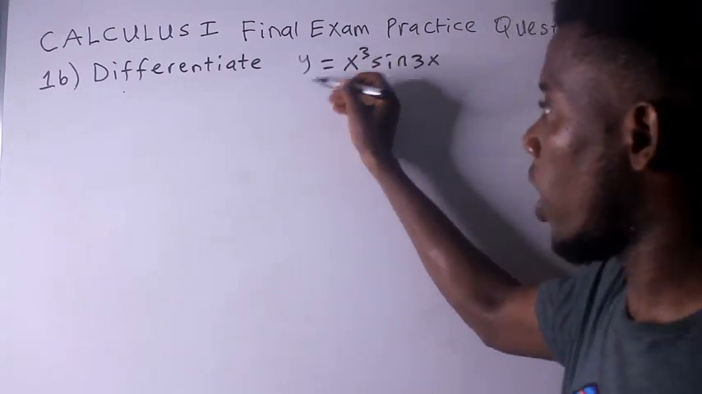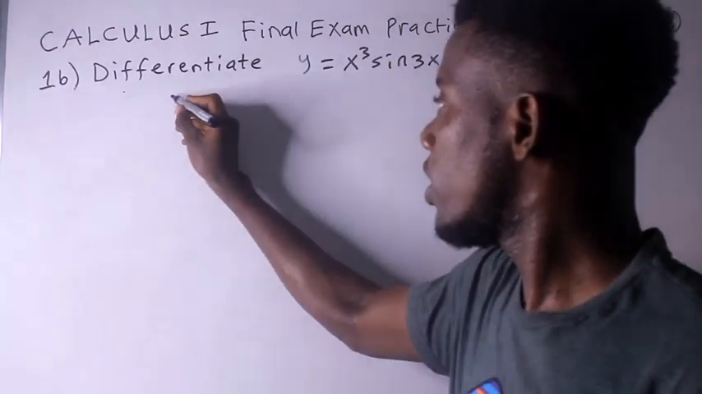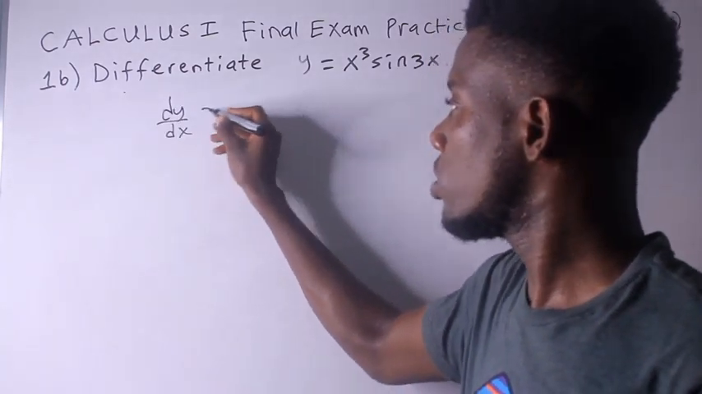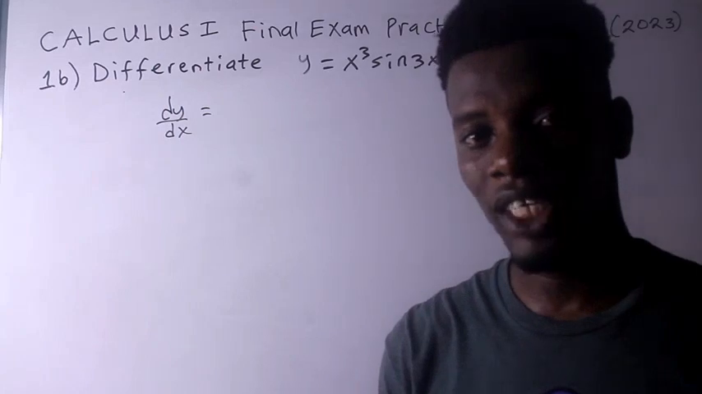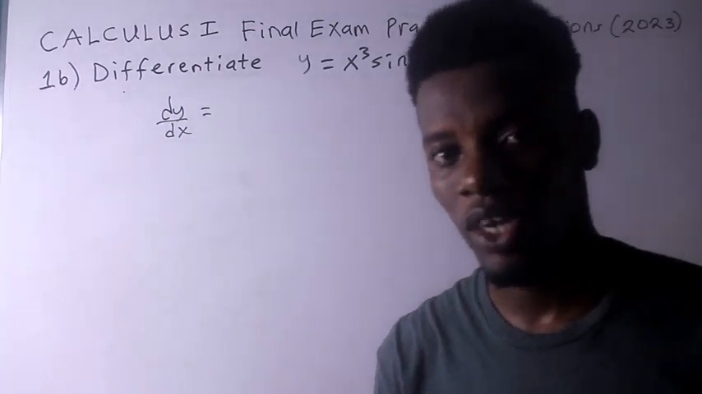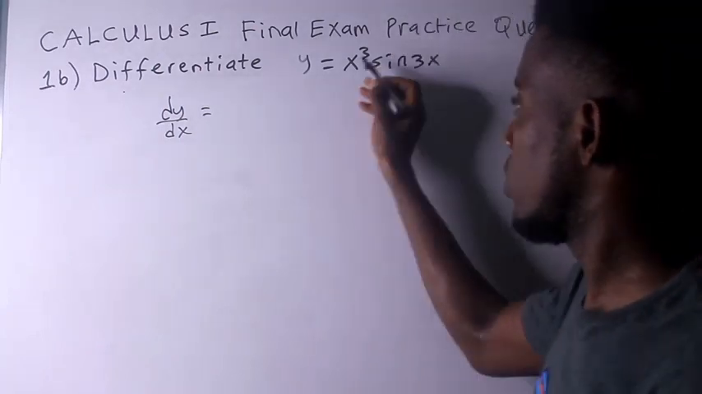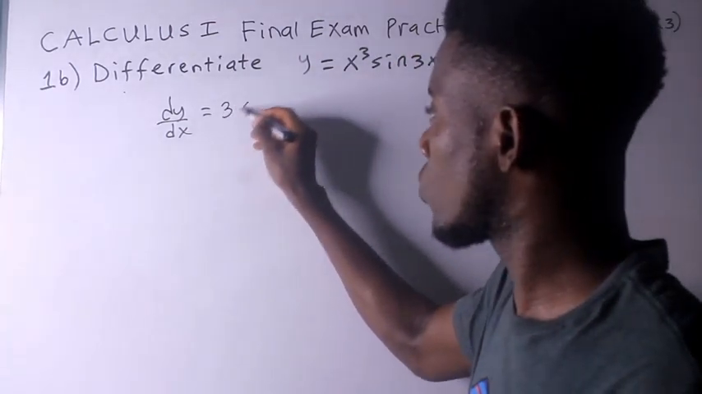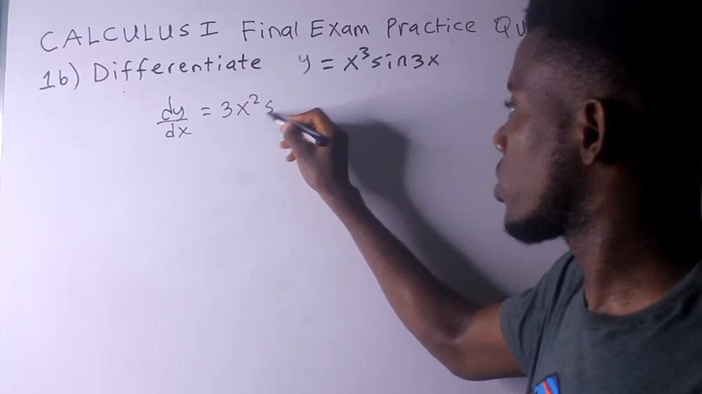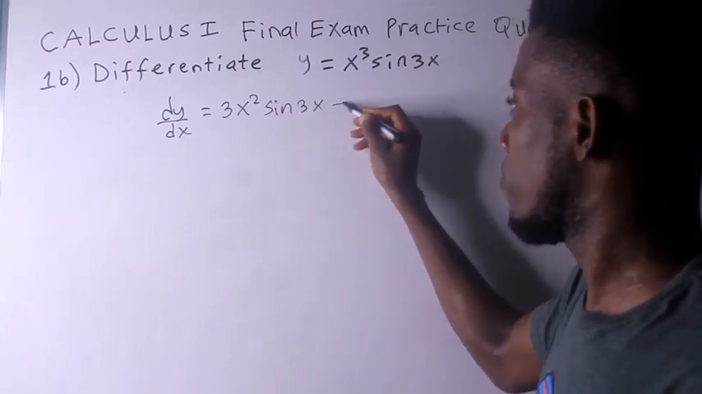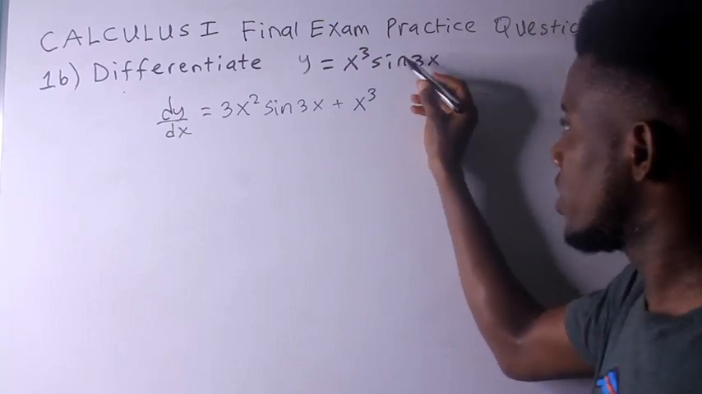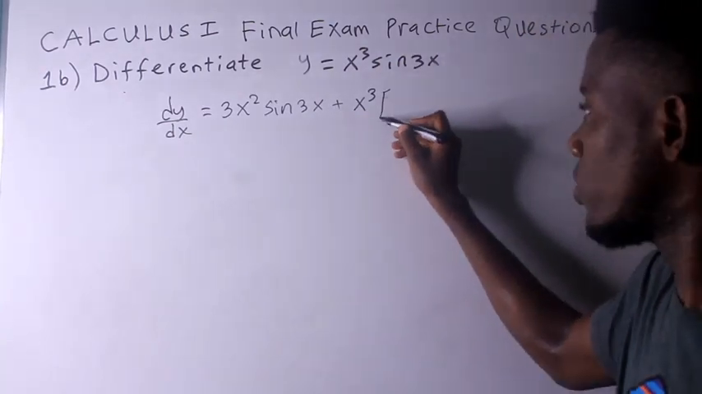We'll differentiate y, the derivative of y with respect to x is dy by dx equals, the product rule says we should differentiate the first expression and keep the second expression constant. That means we differentiate x cubed, and the derivative of x cubed is 3x squared, and then we keep sin 3x constant, plus we hold x cubed constant, and then we differentiate sin 3x with respect to x.